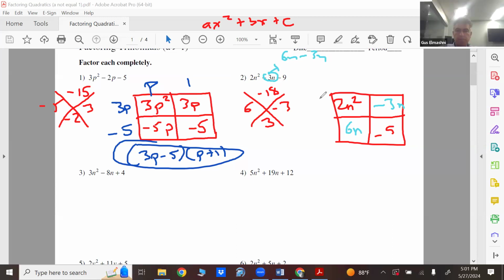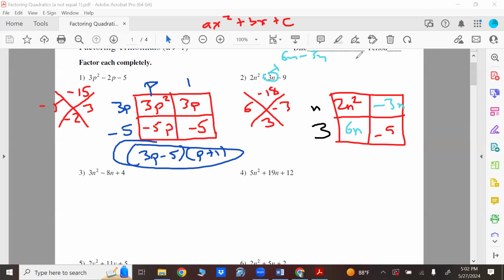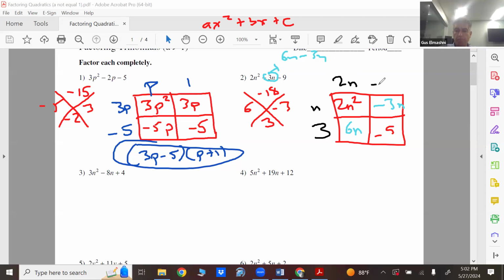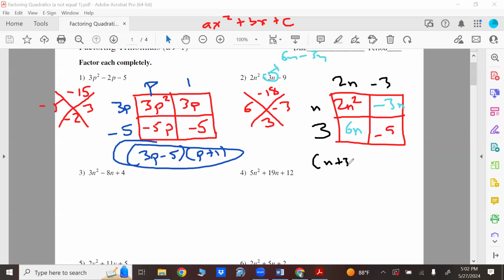So what can you factor along each row? We can factor on the first row. How about the second row? Three, oh, that's nine. How about the first column? Then that's 2n. And the last column, three, negative three. Good. And that's how you do it.